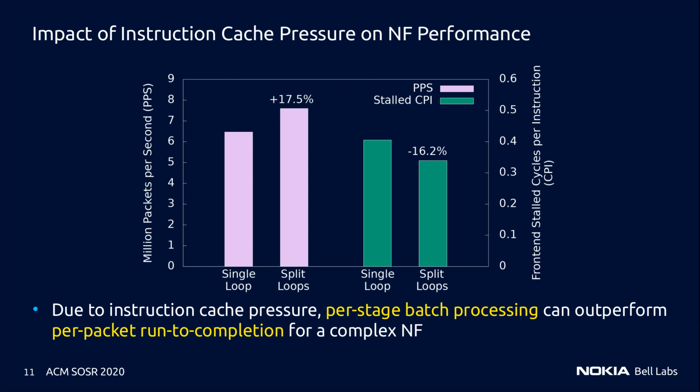This result suggests that for a complex network function, per stage batch processing may in fact be more desirable than per packet run to completion because of instruction cache performance.